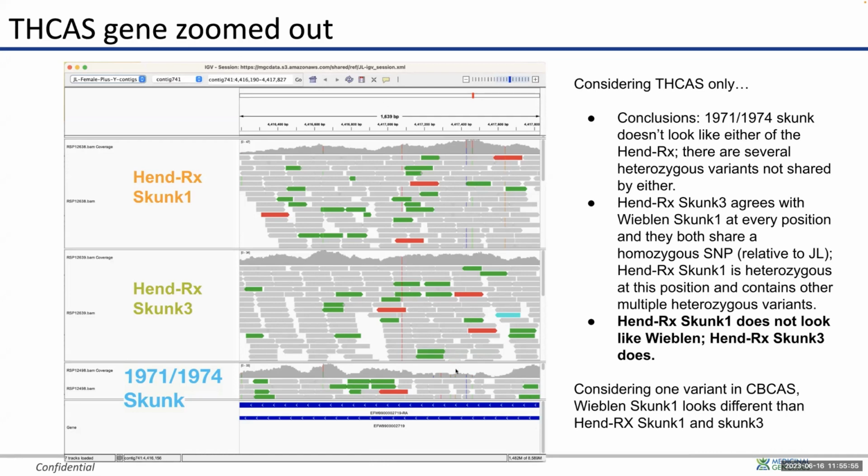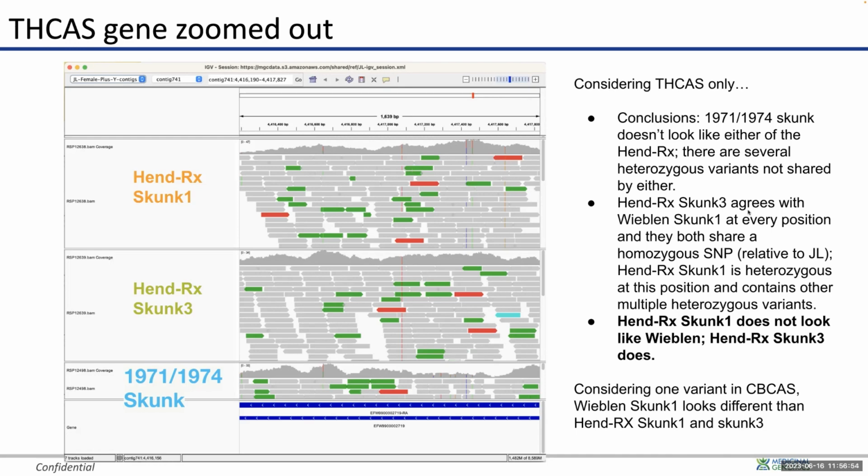But so I have that on the bottom here. This is basically a screenshot of the entire THC synthase gene, looking at an IGV genome browser. So you can see the sequencing reads that are covering the region in the Hendrx skunk 1 on the top, the Hendrx skunk 3 in the middle, and then this 1971 to 1974 skunk that we'd sequenced. One of the things that I noticed is that the variants in that 1971 to 1974 skunk are quite different than the other two Hendrx ones. And this is showing that homozygous variant I told you about in the Hendrx skunk 3, and you can see the heterozygosity in the other ones because it's represented by two colors, which represent the two alleles that are found in the sequencing reads at those positions.